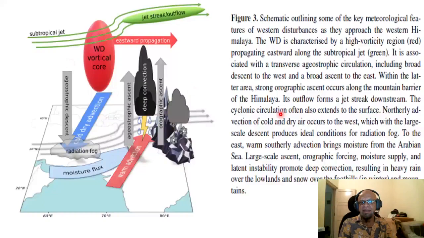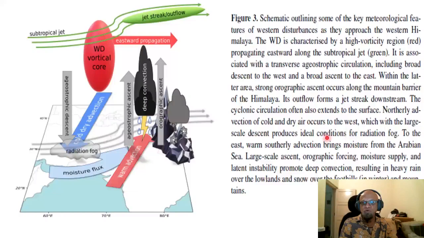Within the latter area, the strong orographic ascent occurs along the mountain barrier of the Himalaya. Its outflow forms a jet streak downstream. So here is the jet streak flow here. So the interaction of the deep convection with the subtropical jet. The cyclonic circulation often also extends to the surface. So the WD is in the upper level, but you have the impact all the way to the surface.